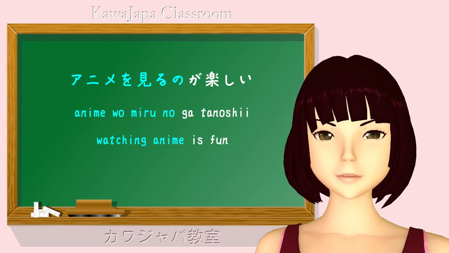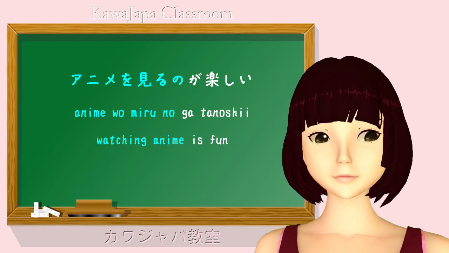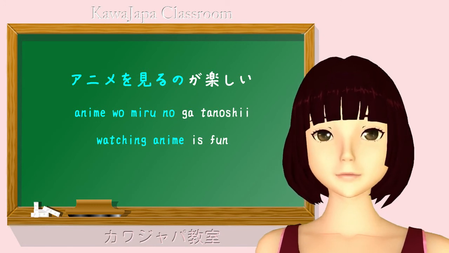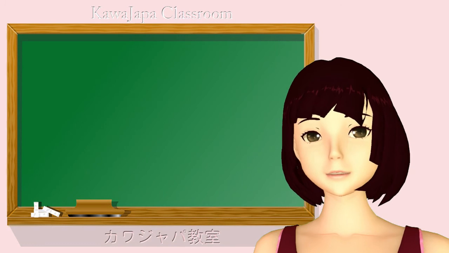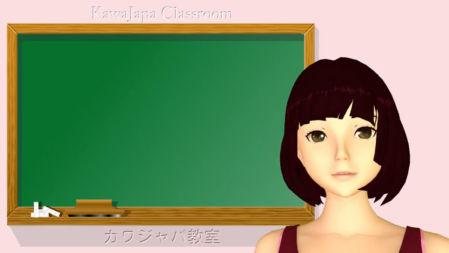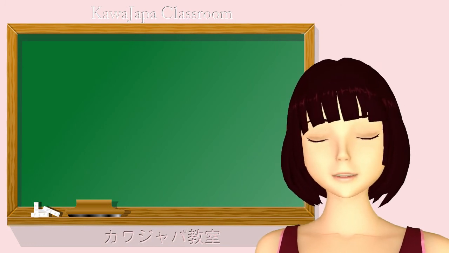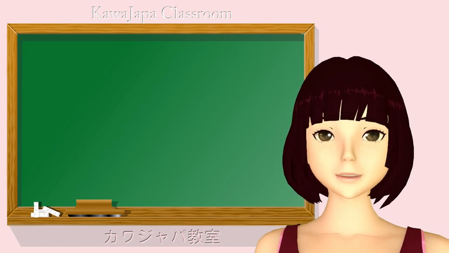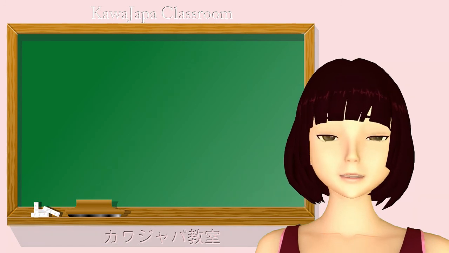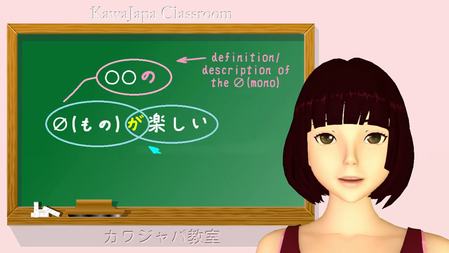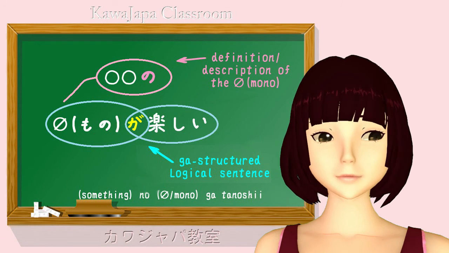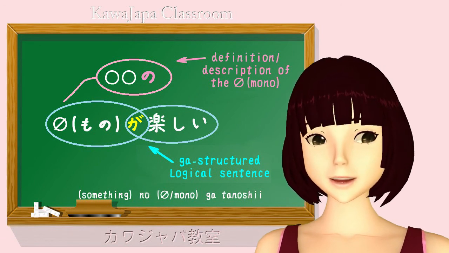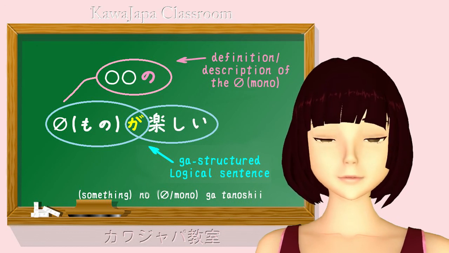We don't have to keep thinking anime no zero if we don't want to. But if we don't, we have to see that the pronoun is there. And the easiest way to see this is simply to remember that it is anime no zero, anime no something. So in this case, it's the thing of watching anime is fun. The structure of this sentence is zero ga tanoshii. Anime wo miru no is simply defining that zero pronoun and telling us more about it.